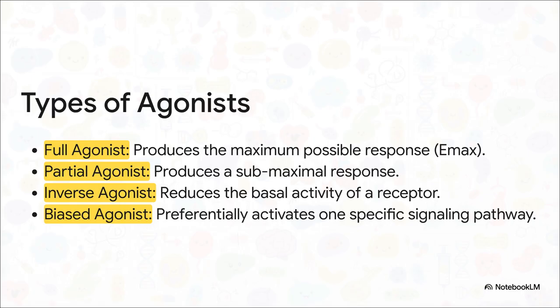An inverse agonist works on receptors that are naturally a little bit on all the time. It binds and forces them to shut down completely. Finally, a biased agonist is a very sophisticated drug that tells the receptor to use one signaling pathway but not another, which is a clever way to reduce side effects.